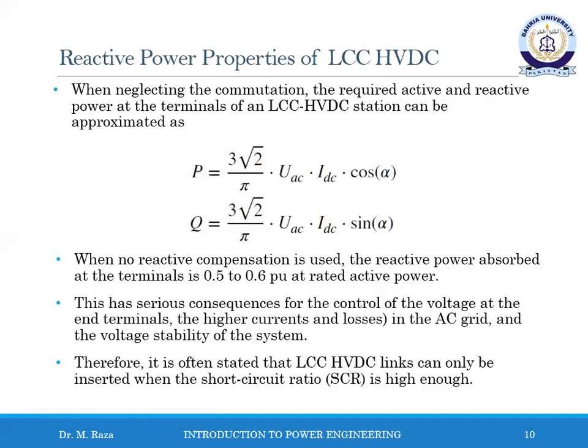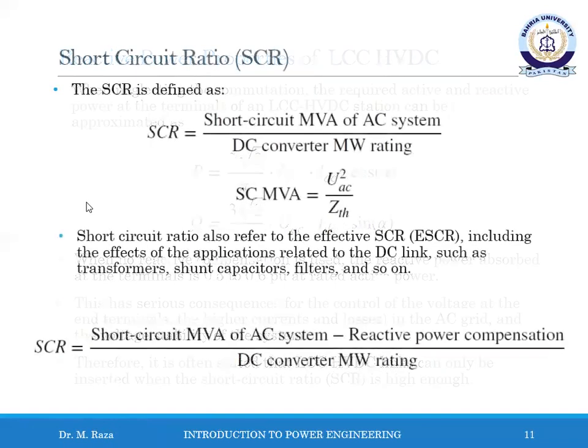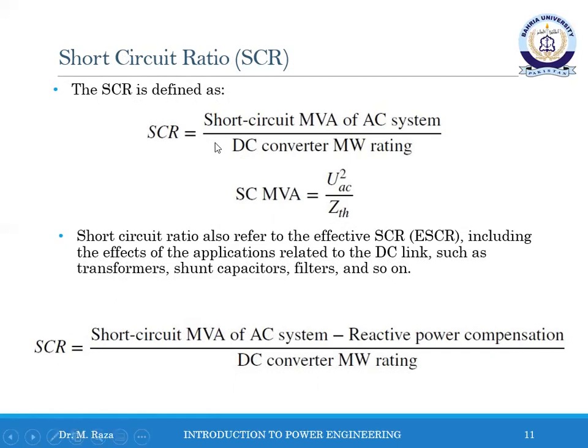Therefore, it is often stated that an LCC HVDC link can only be inserted when the short circuit ratio, abbreviated as SCR, is high enough. The short circuit ratio is defined as the ratio of the short circuit strength of the AC system to the DC converter megawatt rating. The strength of an AC system can be calculated as the square of the RMS AC voltage divided by the Thevenin impedance of the network.